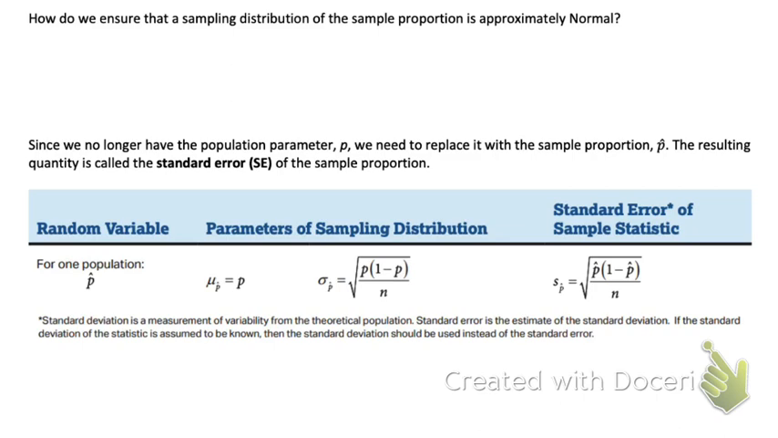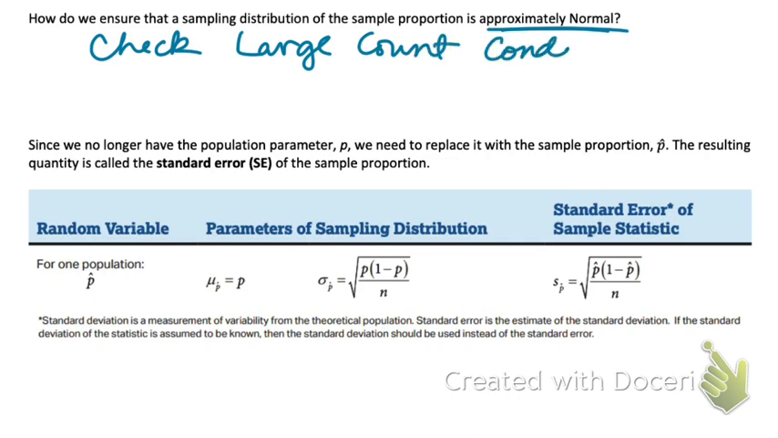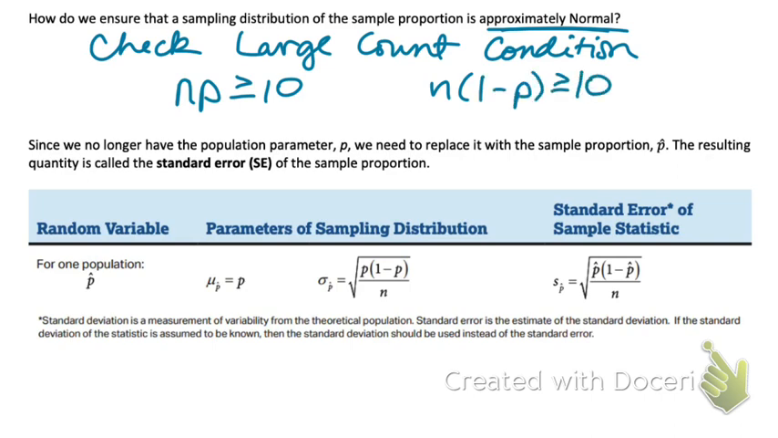Now, how do we ensure that the sampling distribution of sample proportions is approximately normal? Probably you remember that we check the large counts condition. To do that, we checked that n times p had to be greater than or equal to 10, and n times 1 minus p had to be greater than or equal to 10. Same thing here, we have p in this condition, and so we will talk today about how to deal with the fact that we no longer get p.